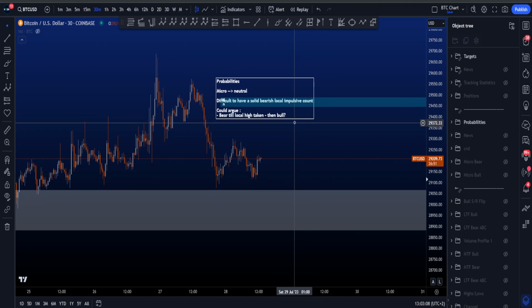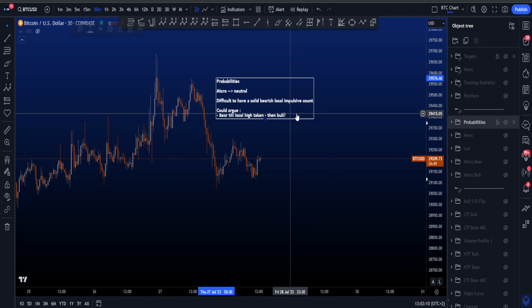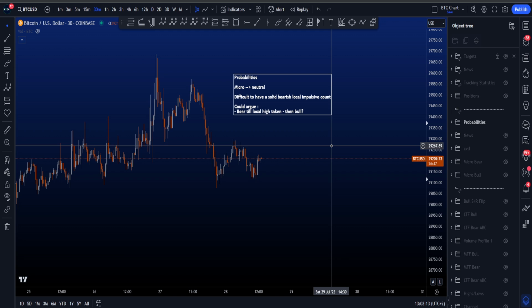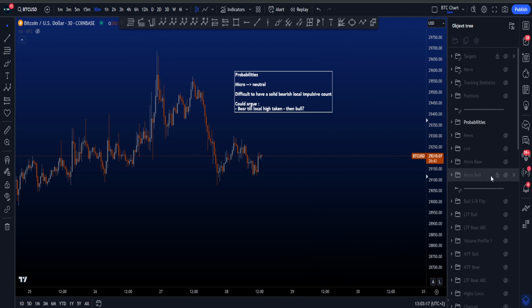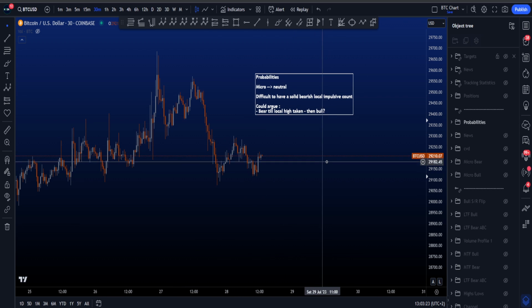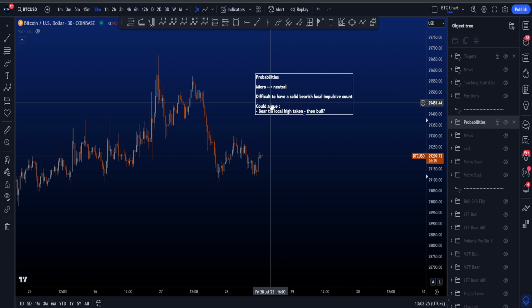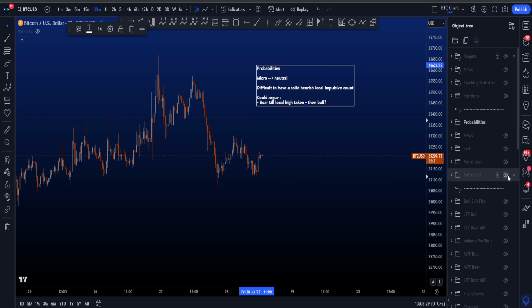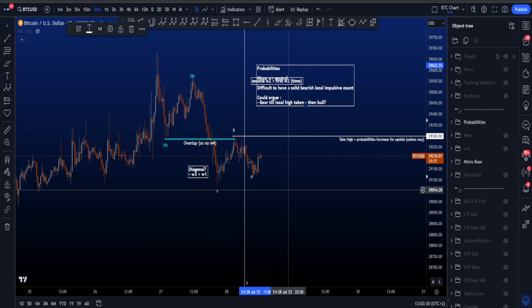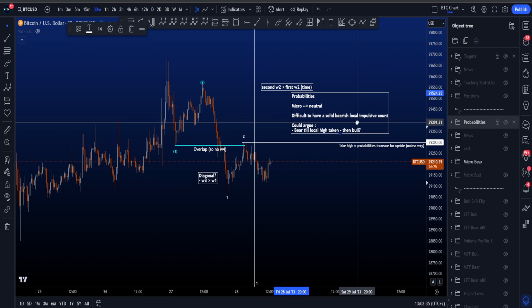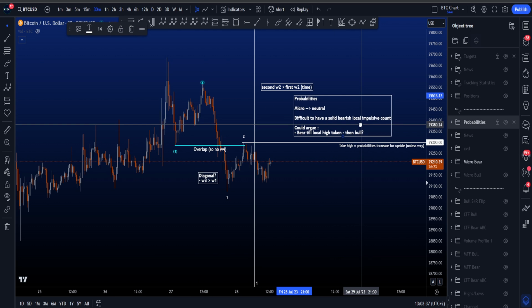So if we then look at the probabilities, then the probabilities for me at the moment is I actually feel very neutral. And of course, this happens, right? In Elliott Waves. Previously, in the previous video, we had a more bearish feeling, but now because of time, my feeling is pretty neutral. And it is difficult to have a solid bearish impulsive count to the downside, as I have explained, with the diagonal, a normal impulse, or a 1-2-1-2. It's not easy to have a bearish impulsive count to the downside.